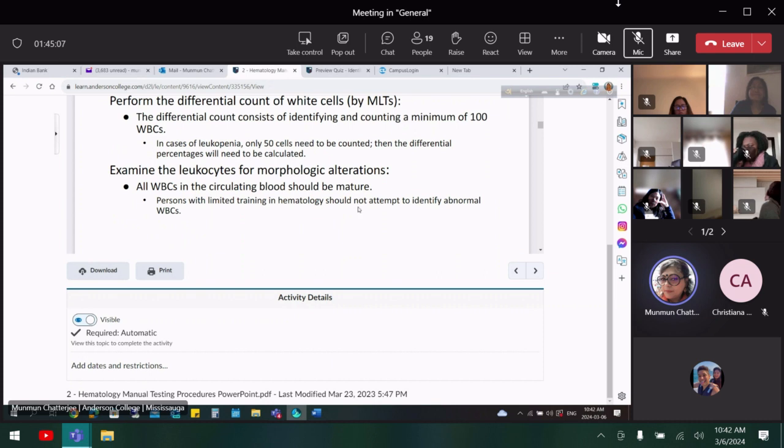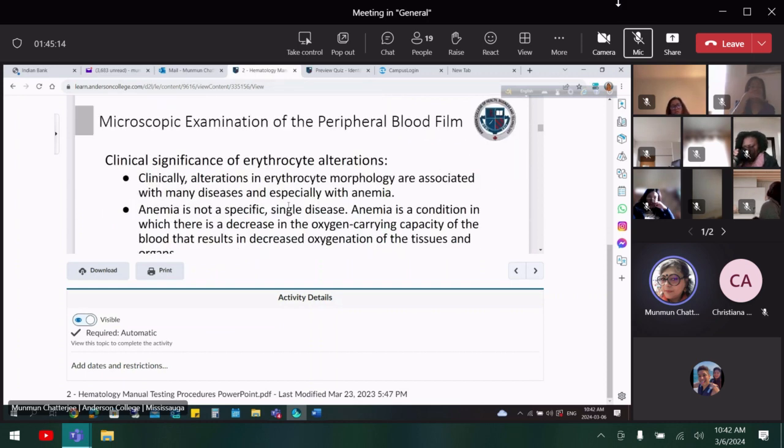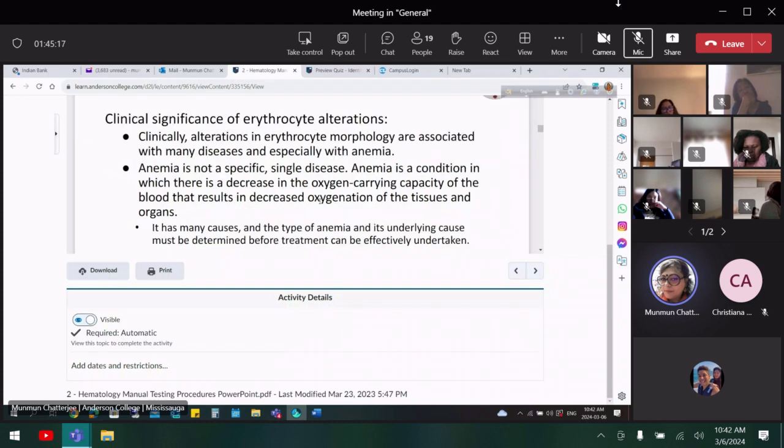Persons with limited training in hematology should not attempt to identify abnormal WBCs. Obviously, you need that one. So microscopic examination of the peripheral blood film continues. What is the clinical significance of erythrocyte alterations? Clinically, alterations in erythrocyte morphology are associated with many diseases, especially with anemia. Morphology. Now we come to anisocytosis and the shape.